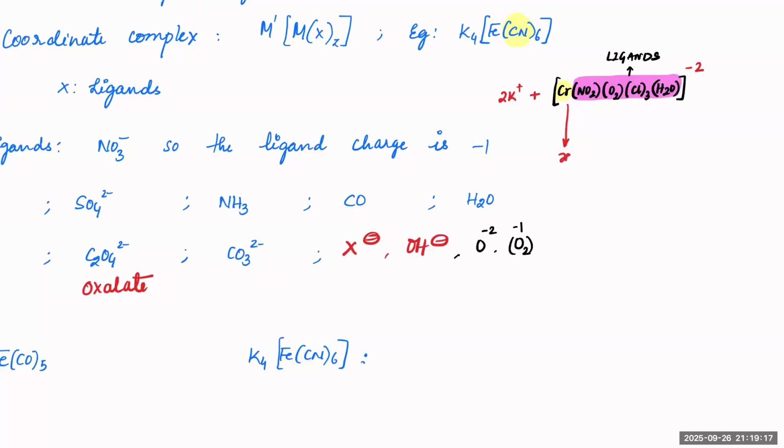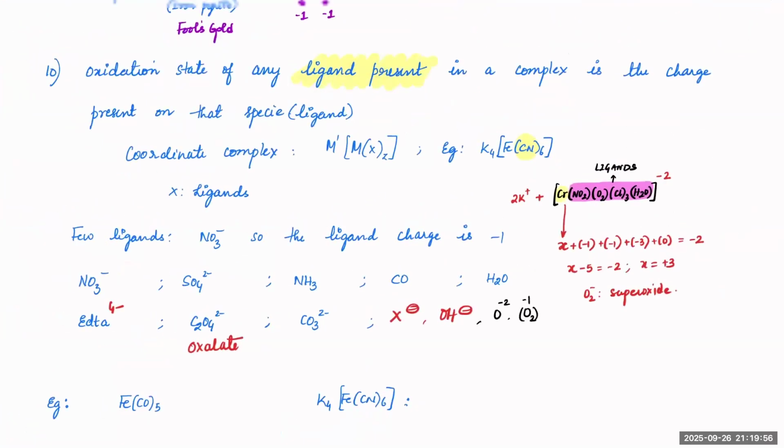Hence, the oxidation state of chromium is x, plus NO2 is -1, plus let me take O2 as -1 as a superoxide and judge. Then I have plus of -3 because each chlorine will be -1, plus water is 0. So that is equal to -2. So x minus 5 equals -2. So x will be equal to how much? Plus 3. So this is clearly showing that here O2 minus is a superoxide. It is not a peroxide, it is a superoxide form. Clear?